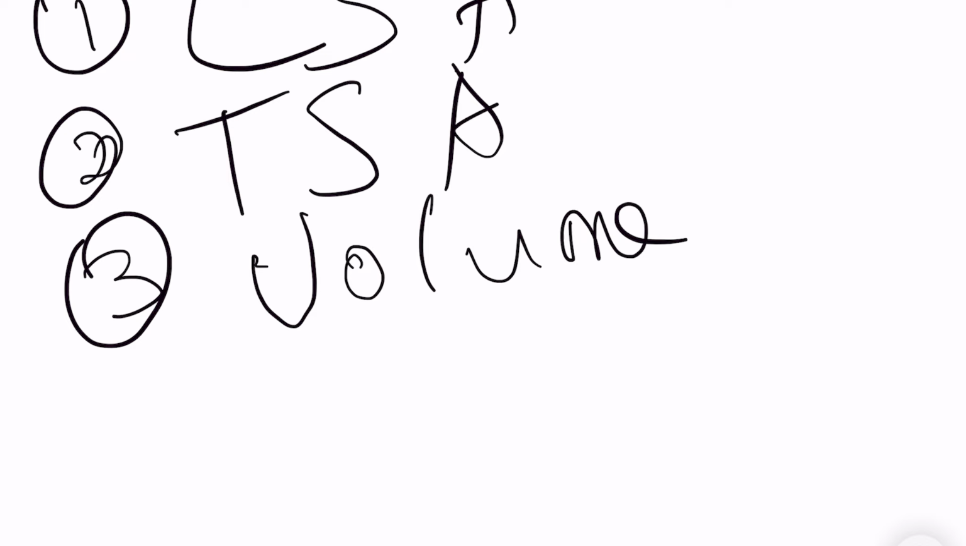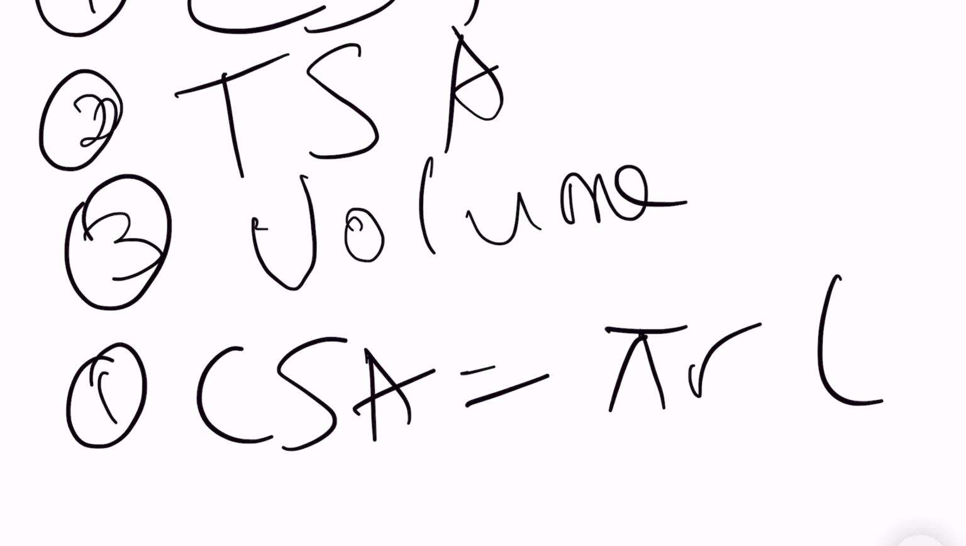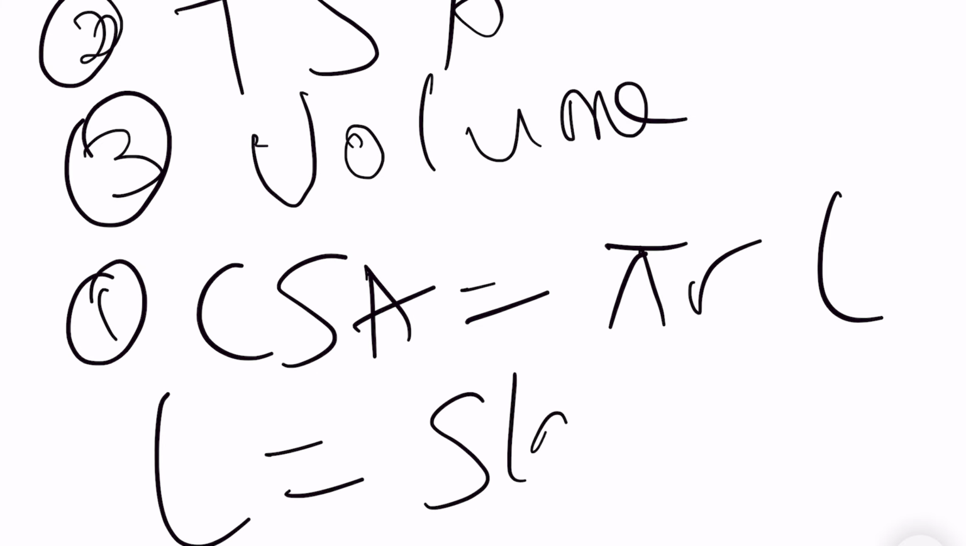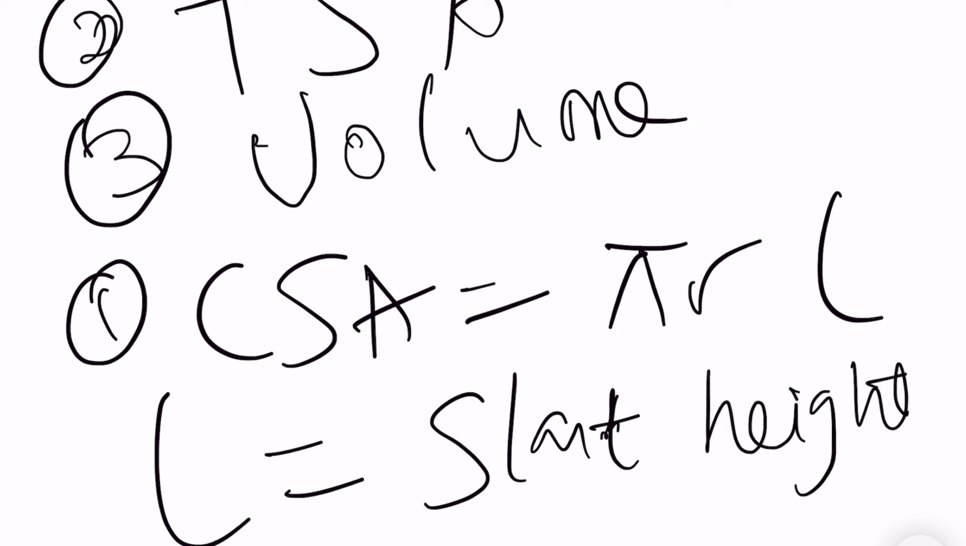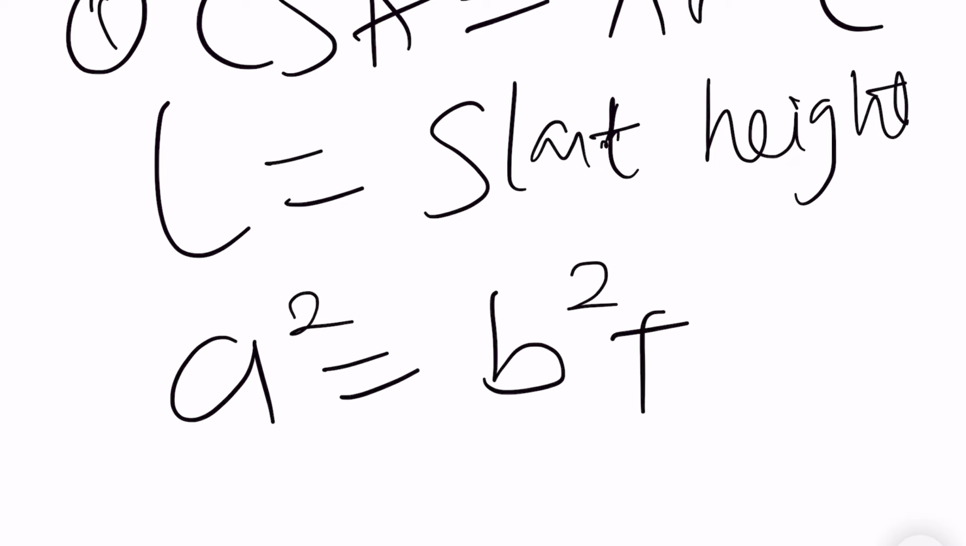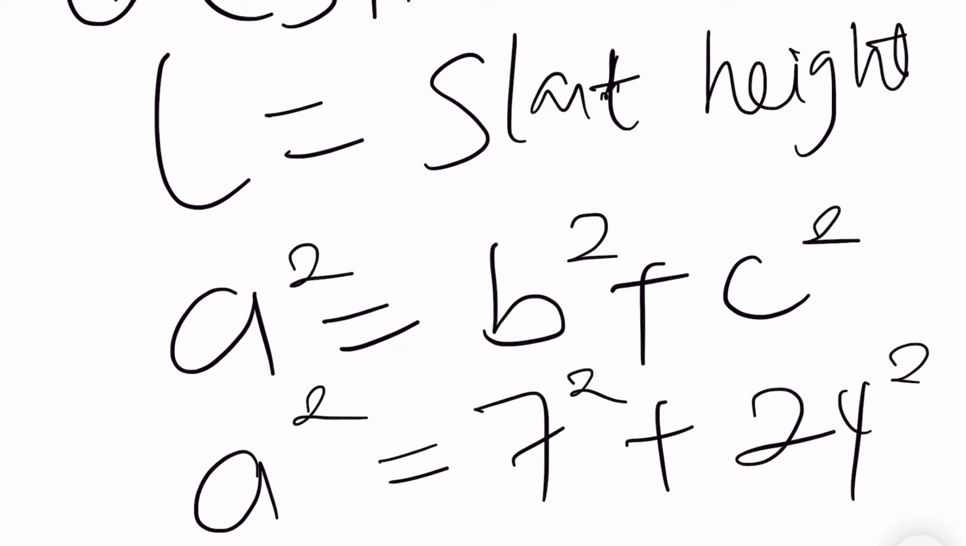Now, to find our surface area first, to find our CSA, the CSA is pi RL, which is the radius times the slant height. Now, our L is the slant height. How do we find the slant height? Using our understanding of Pythagoras theorem, where we have a squared to be b squared plus c squared. So we have a squared to be 7 squared plus 24 squared.